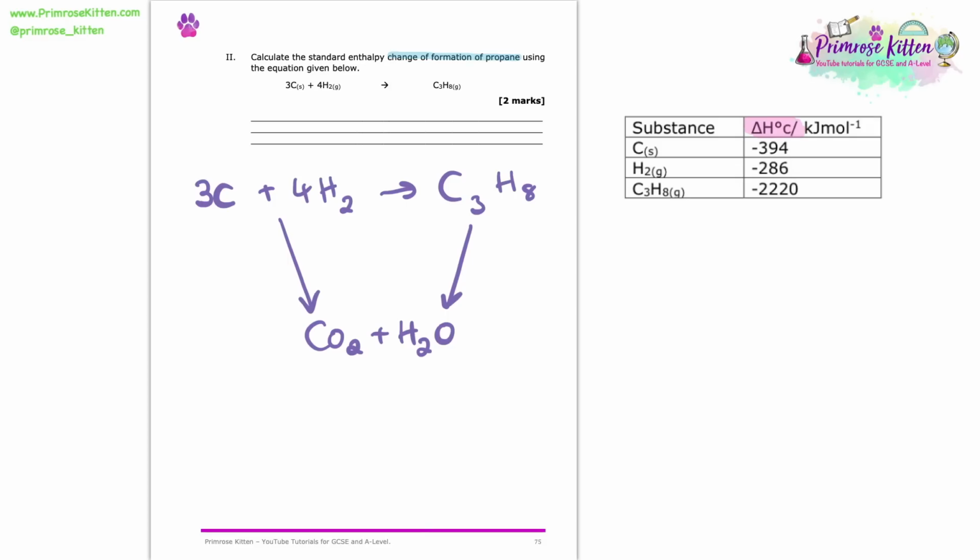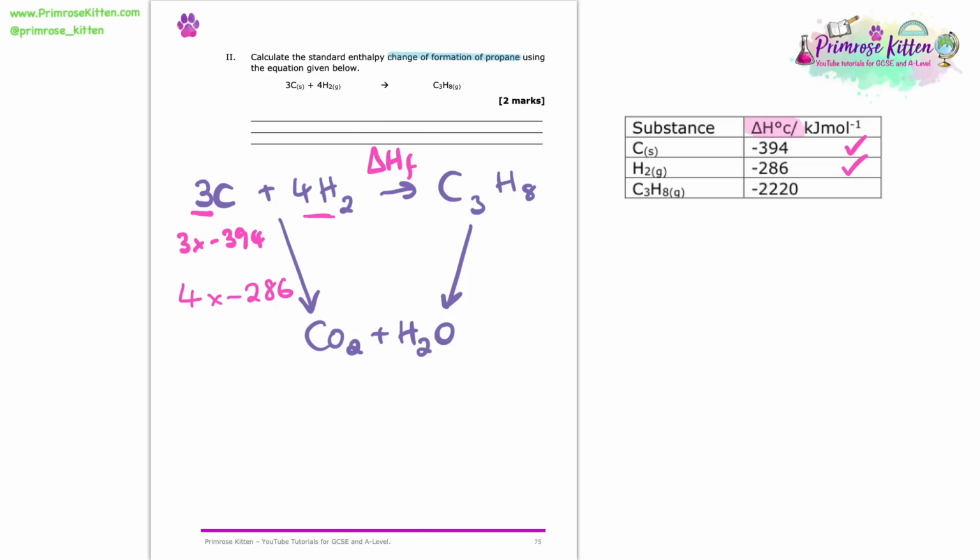Now that we have this set up, I would start labeling my arrows with the data that's been given to us. First off, we're asked to find this enthalpy change of formation. That is the thing that we're asked to calculate. We know the enthalpy change of combustion of carbon, and we can see here that we have 3 carbons. So I'm going to write here 3 times minus 394. Next up, we have the hydrogen. We can see we've got 4 hydrogens, and we know that hydrogen has the enthalpy change of combustion of minus 286. So here we've got 4 times minus 286 that we put here.